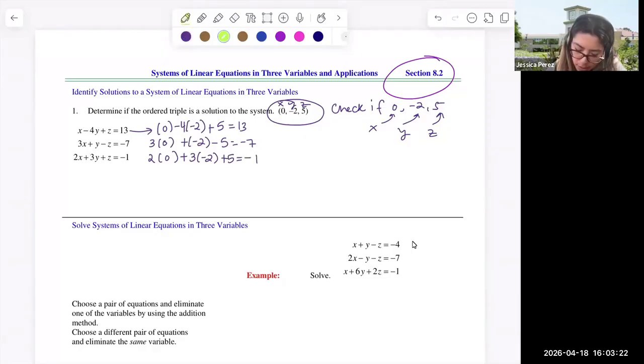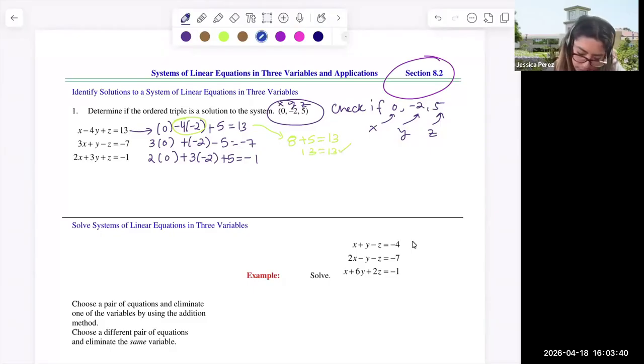So let's start with 0, and then I have a -2. A negative times a negative is a +8. +8 plus 5, does that give you 13? 13 equals 13? Yes, the first equation is satisfied.